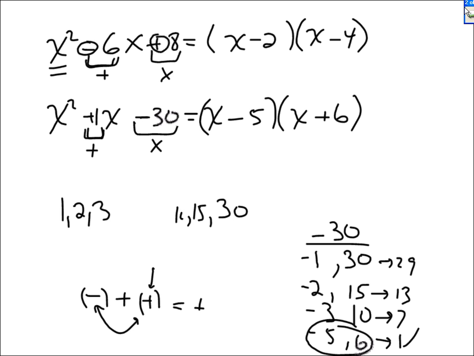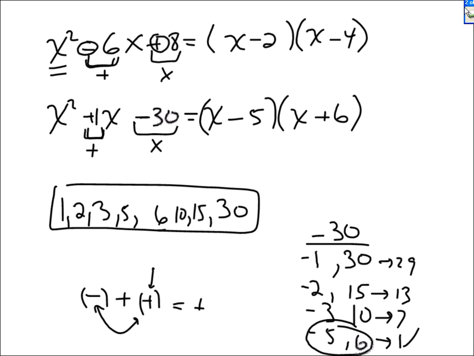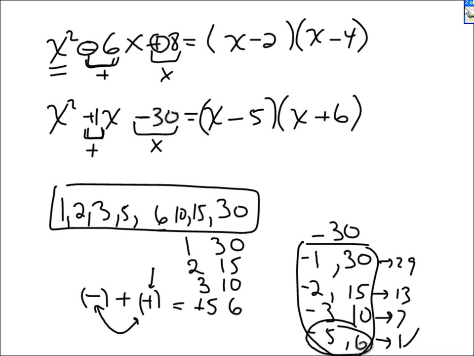3 times 10. 4, no. 5 times 6. Those are the factors of 30. In fact, in this case, I would have written them side by side. 1 times 30, 2 times 15, 3 times 10, 5 times 6. In fact, I did write them side by side. And I looked, so you have to know the factors. You have to learn your times table.